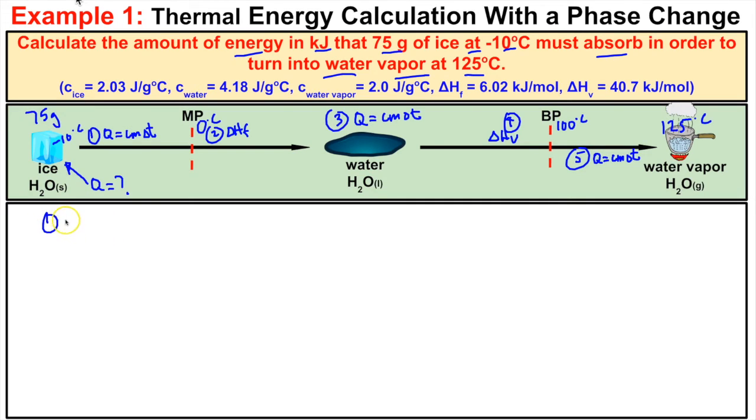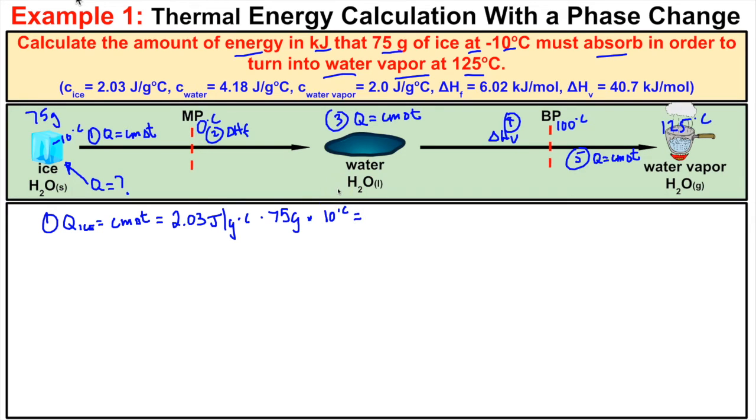So the very first thing we're going to do is figure out how much thermal energy this ice is going to need to absorb as it goes from -10 to its melting point. Our specific heat of ice is 2.03 joules per gram degrees Celsius, times the mass of the ice, 75 grams, times the change in temperature. The change in temperature is final minus initial: 0 minus -10 is +10 degrees Celsius.